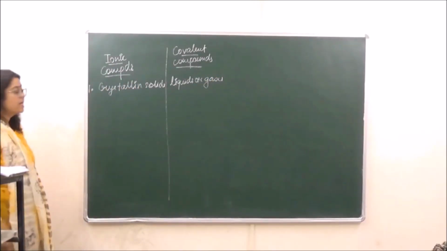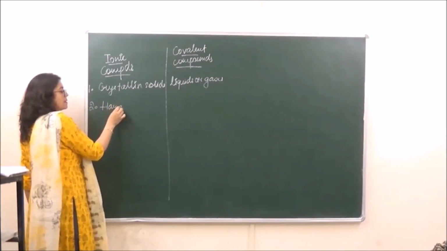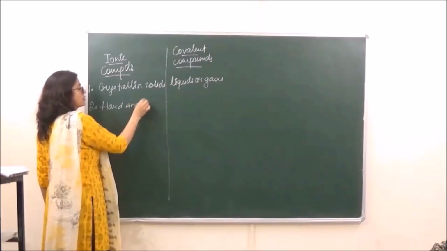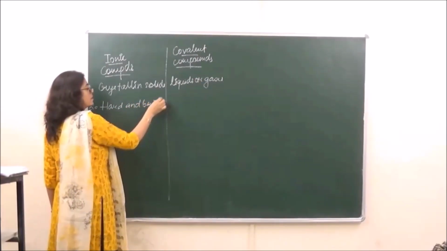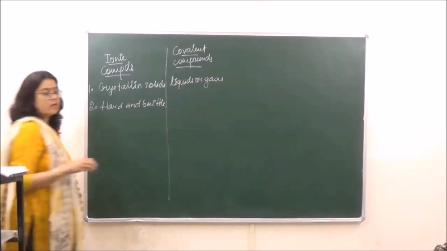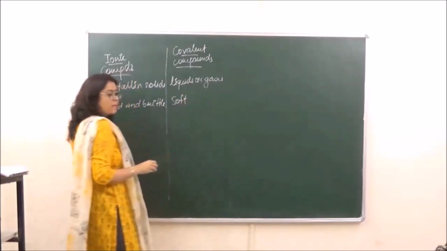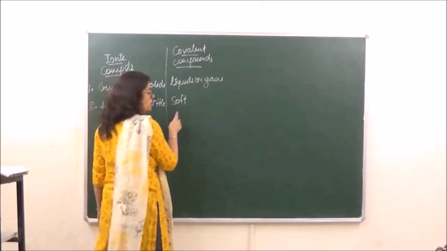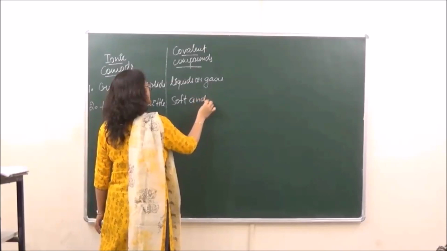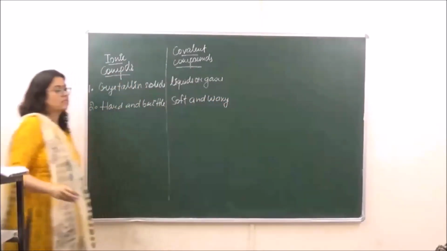Okay? Then the ionic compounds are hard and brittle, whereas the covalent compounds are soft and waxy, except for the large compounds like diamond, whose examples we did just now. So otherwise, these compounds, if they exist as solids, are soft and waxy.